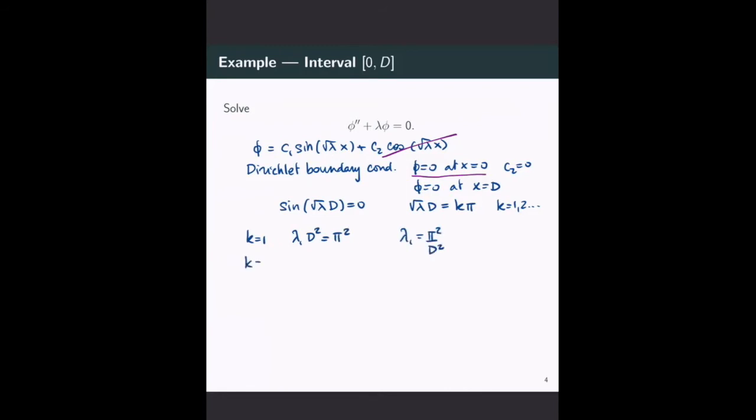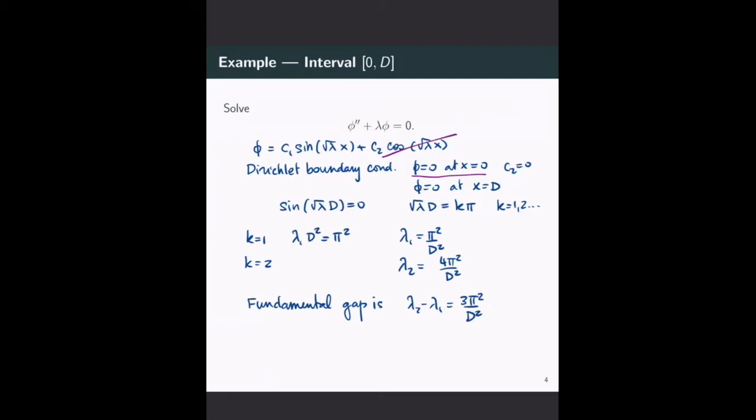And for k equals 2, you can do it in your head now, lambda 2 is 4 pi squared over d squared. So here the fundamental gap is lambda 2 minus lambda 1, which is 3 pi squared over d squared. So that's the first example.